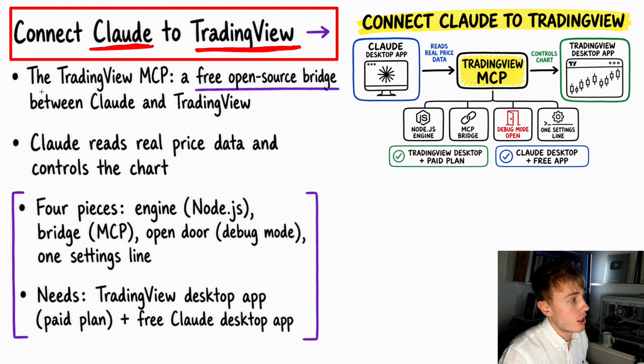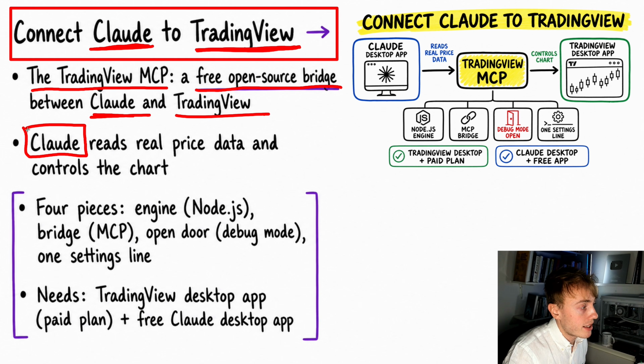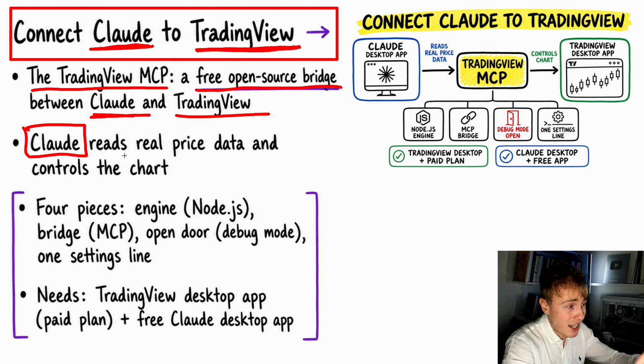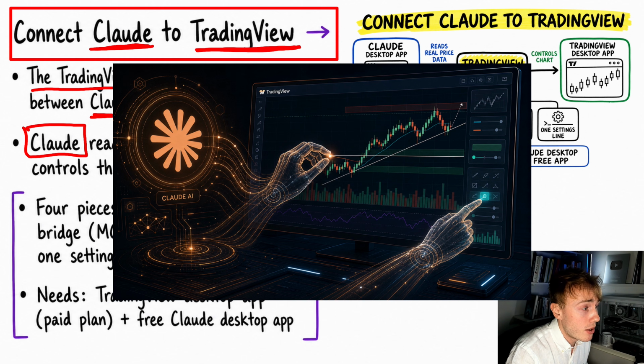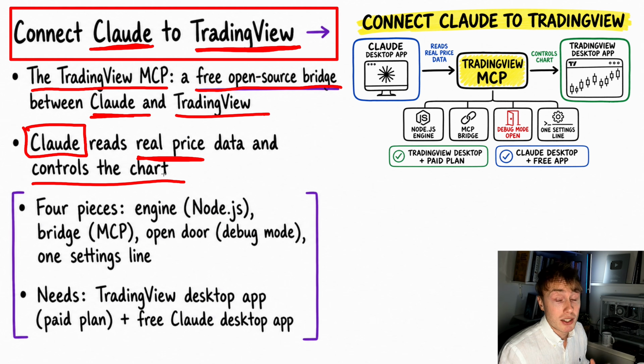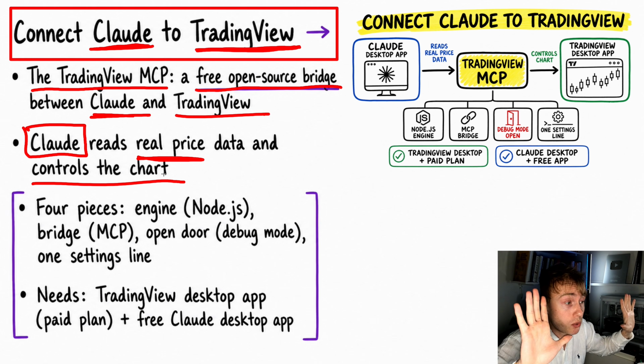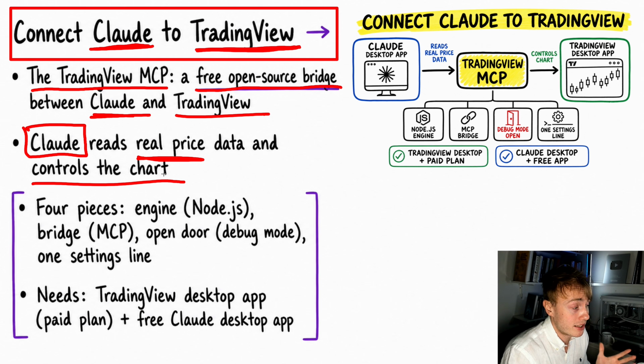To make this connection, we are going to use the TradingView MCP. What this basically is, is a free open source bridge or connection between Claude and TradingView. This allows Claude, that is our AI, to directly see everything that happens on the screen. So it can read the real-time live price data, and it can also control the chart automatically. So what Claude can do is, for example, draw support and resistance lines without you even touching the keyboard. It's actually amazing.